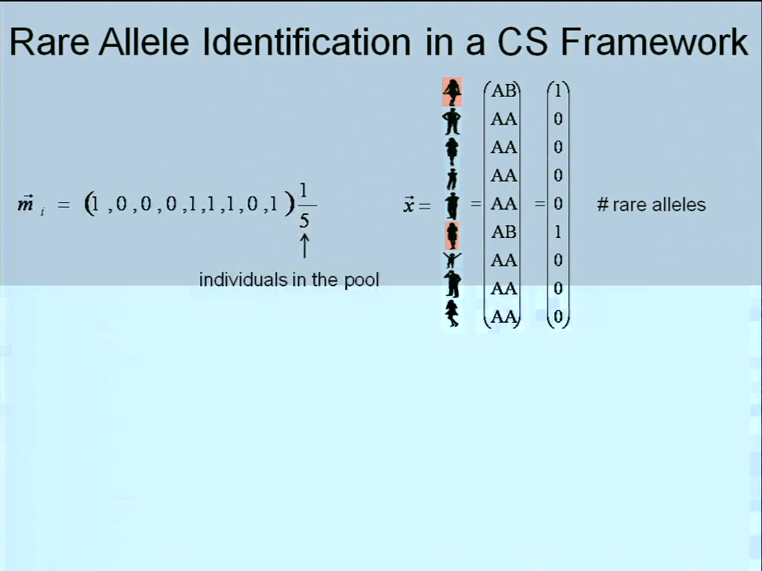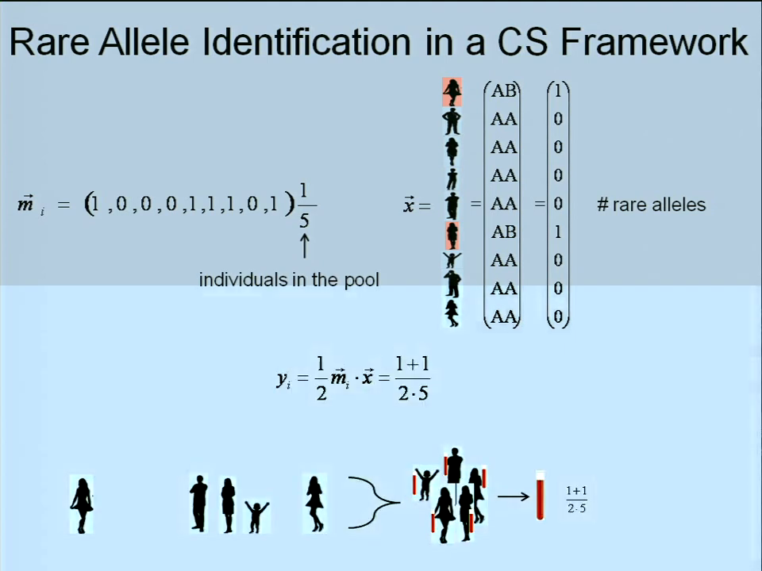Now, what is a measurement? A measurement or a pool can be represented by a row vector, where you put 1 whenever the particular individual participates in the pool, for example here, here, here, and here. And you normalize by the total size of the pool. And then you have a measurement. So y_i is the measurement of the pool. It's simply a dot product of the pooling vector and the unknown genotype vector, right? Because whenever you have a B here and it participates in the pool, it contributes to this frequency. So it's simply a dot product.